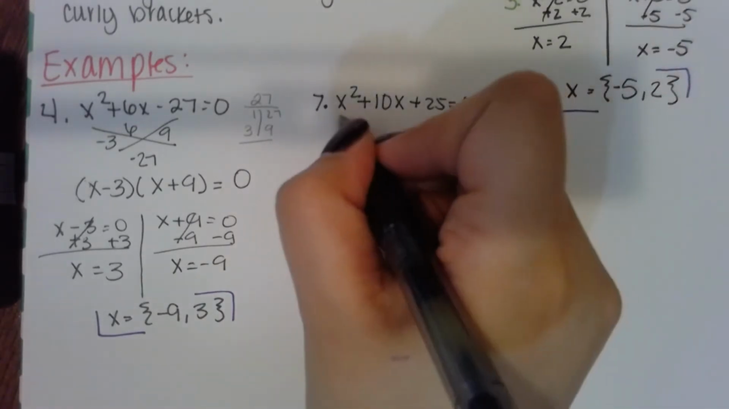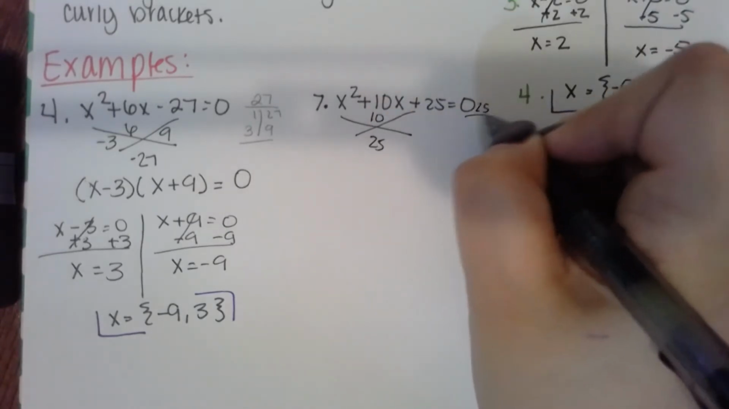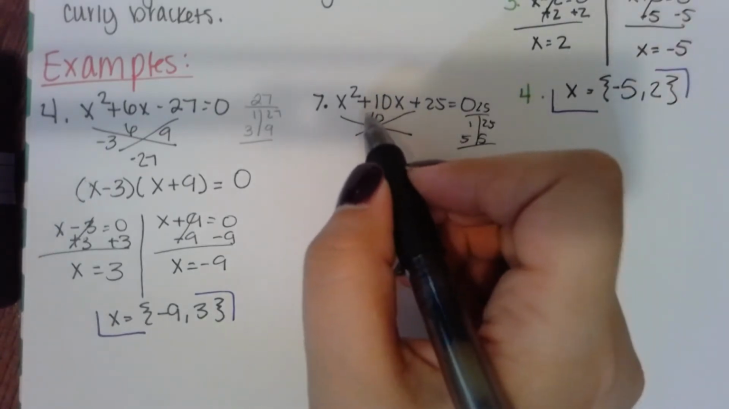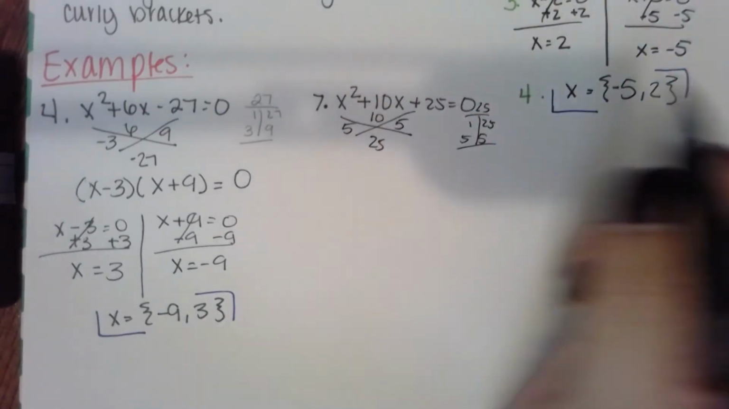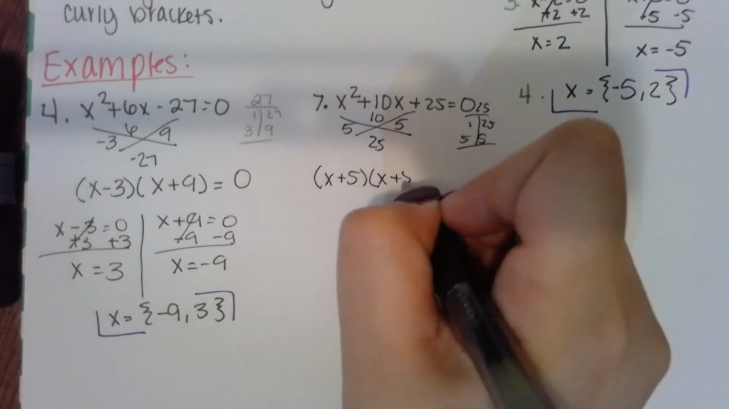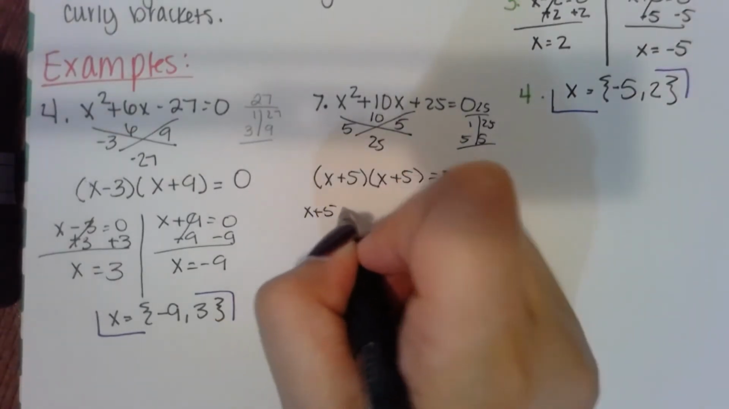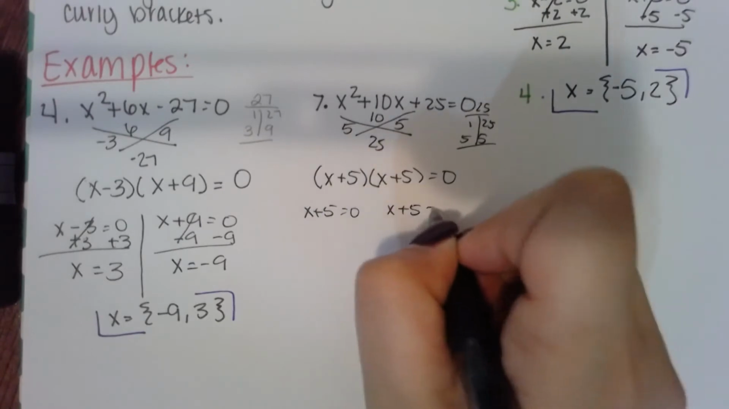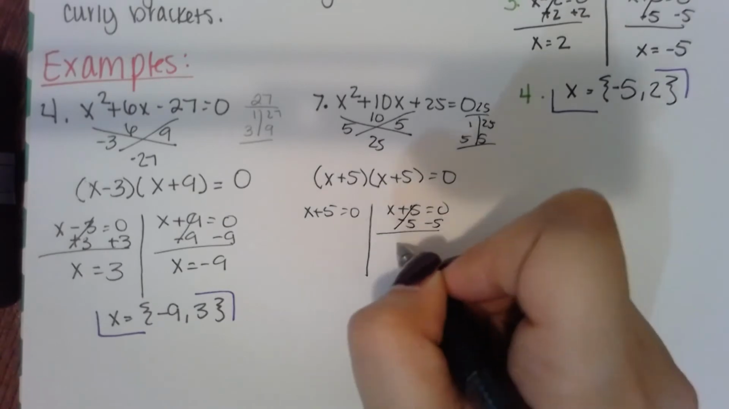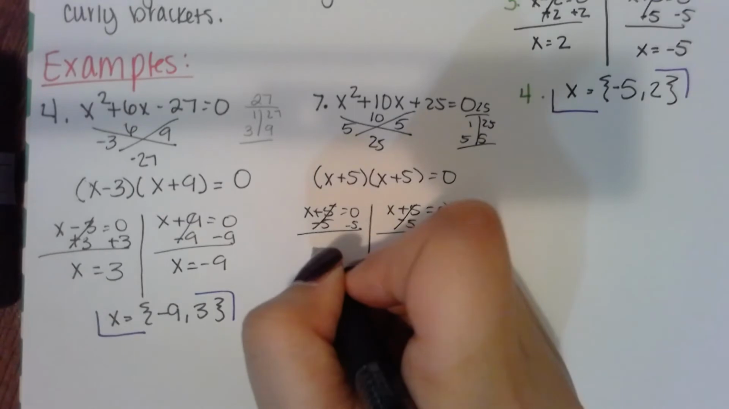So again, solving this, 25 and 10. The only factors of 25 are 1 and 25 and 5 and 5. And the only two factors that are going to give you 10 is 5 and 5. So then you would have x plus 5 times x plus 5 equals 0. And then set each factor equal to 0. And solve. So on the right side you subtract by 5 to get x equals -5. And then on the left side you subtract by 5 as well to get x equals -5.